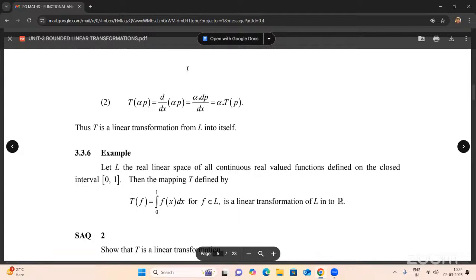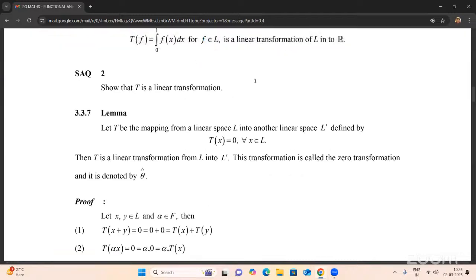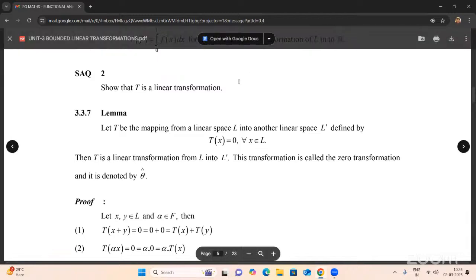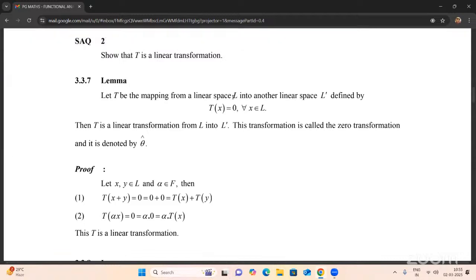Now here, the integral transformation T maps L to capital R. So the integral transformation is T of f equals the integral from 0 to 1 of f of x dx, which is also a linear transformation. That question is also sometimes given for the linear transformation. Okay students, just observe this lemma.